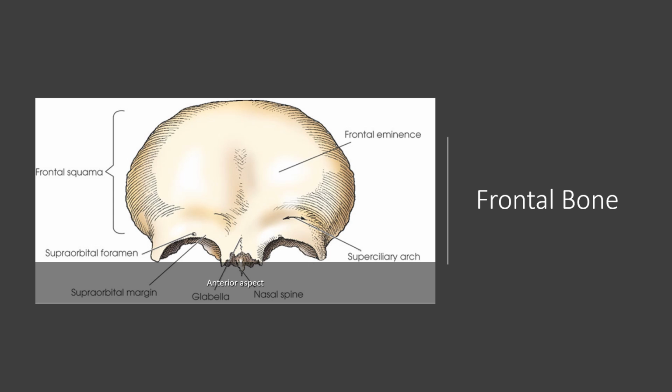We'll talk about the nasion. So the glabella is part of the frontal bone. The nasion actually marks the junction between the frontal bones and the nasal bones, and we'll talk about the nasion later when we talk about the facial bones.